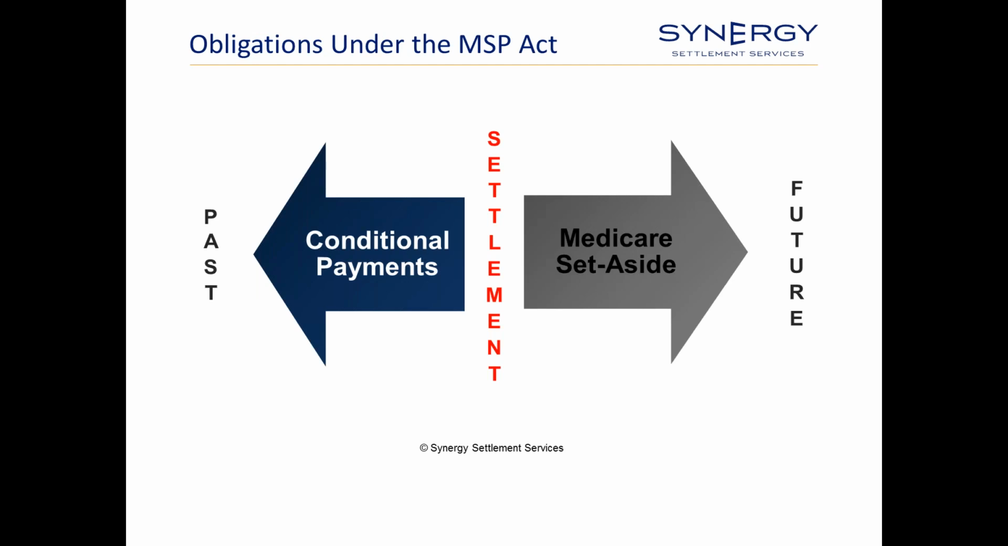So according to Medicare, under the Medicare Secondary Payer Act, there are two obligations. One goes from the date of the settlement backwards, which are conditional payments that were made on behalf of the injury victim that should have been made by the liability insurer. And then there are the Medicare set-aside issues that are from the date of the settlement forward, which is futures.